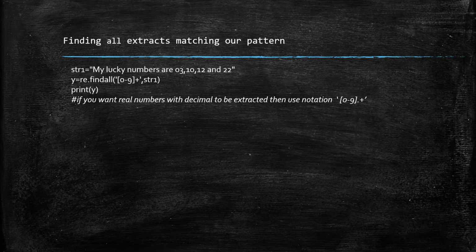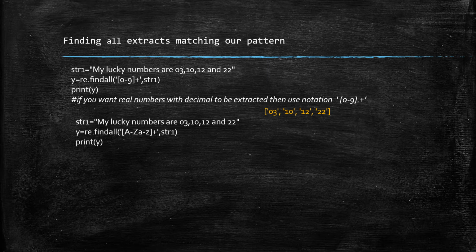Here the numbers are integers, but in case you have real numbers which have a decimal point in them, like 10.2 or 12.7, then you can just change your notation to 0 to 9, dot, and then plus. The dot here would mean that you are using a decimal dot, right? Now see the output. The output is 3, 10, 12 and 22. But just notice that this output has gone into the name y. So y has become a list. So when I print y, it's a list of these 4 numbers, right?